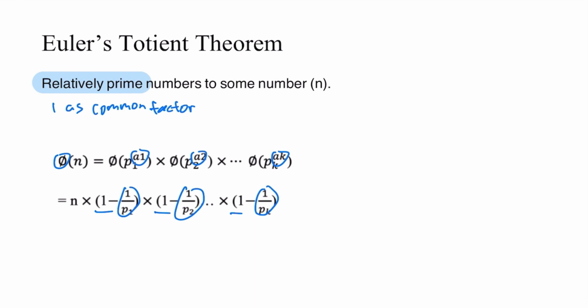Now p1, p2, all the way to pk, they're the primes that have been factorized out, and a1, a2, all the way to ak are the exponents of such number n. This will be useful as we go into detail of the problems below.